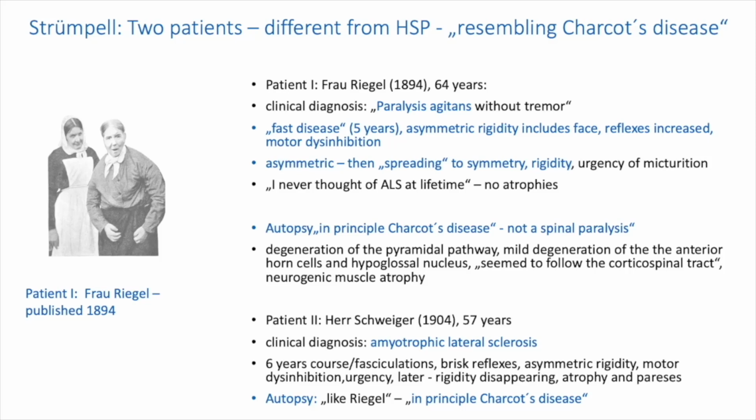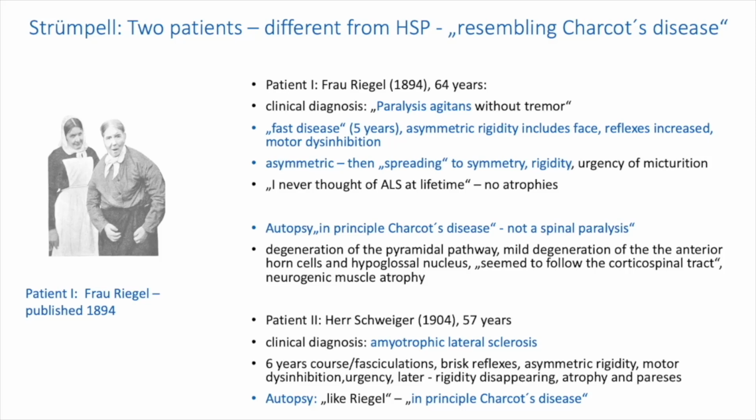He saw ALS, in principle Charcot's disease, degeneration of the pyramidal pathway, degeneration of the anterior horn cells, of the hypoglossal nucleus, and neurogenic muscle atrophy. And he commented, I'm ashamed, I never thought of ALS at lifetime. He didn't see any atrophy.